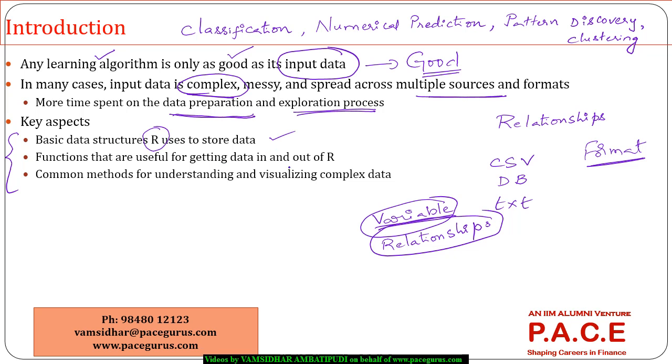What are the various formulas, functions that I can use to get the data from, let's say, a spreadsheet into R and from R to a spreadsheet. So I need to have a good understanding of these various functions.